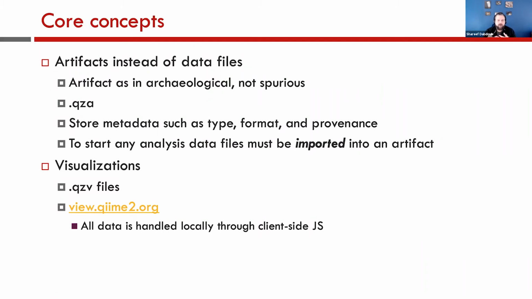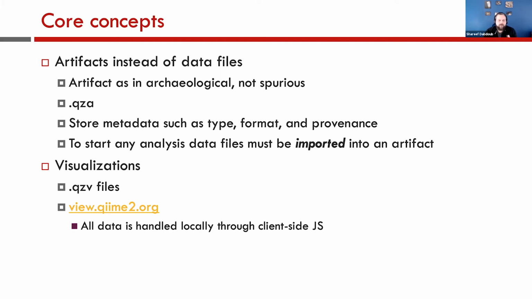So instead of operating on standard data files directly, for example FASTA files, the very first thing you do in QIIME2 is import your data into an artifact. Their artifact files are called QZA. They don't explicitly say this anywhere that I've seen, but the file extension logically is Q for QIIME, Z for zip, and A for artifact. So it's a QIIME zip artifact.